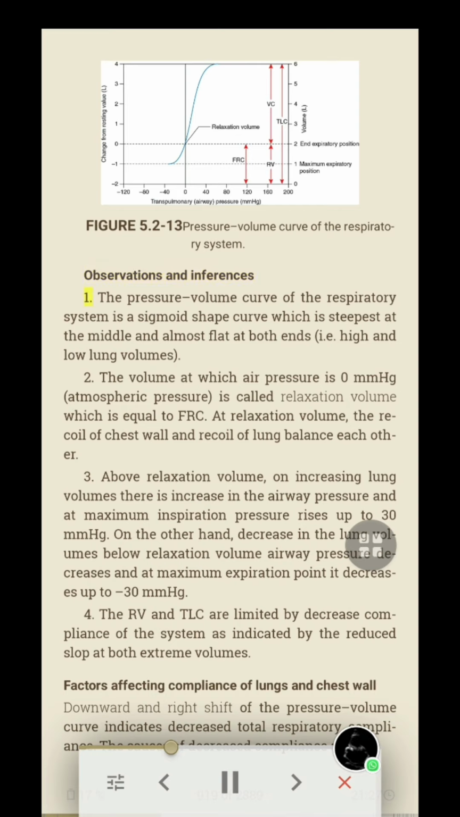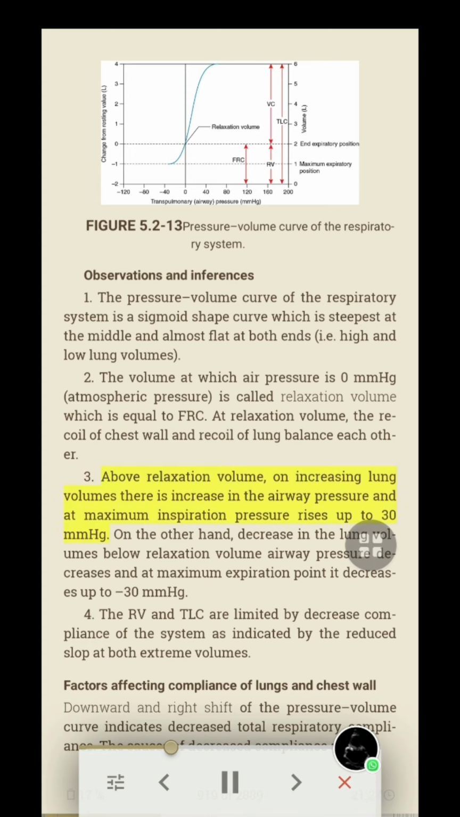Observations and inferences. 1. The pressure-volume curve of the respiratory system is a sigmoid-shaped curve which is steepest at the middle and almost flat at both ends, i.e. high and low lung volumes. 2. The volume at which air pressure is 0 mm of mercury, atmospheric pressure, is called relaxation volume, which is equal to FRC. At relaxation volume, the recoil of chest wall and recoil of lung balance each other.